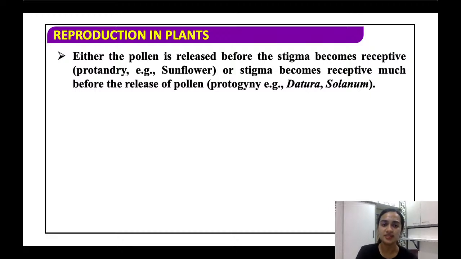Now moving forward, if the pollen is released before the stigma becomes receptive, that is protandry. The best example is sunflower. And if the stigma becomes receptive much before the release of the pollen, then it is protogyny. The examples are datura or solanum.